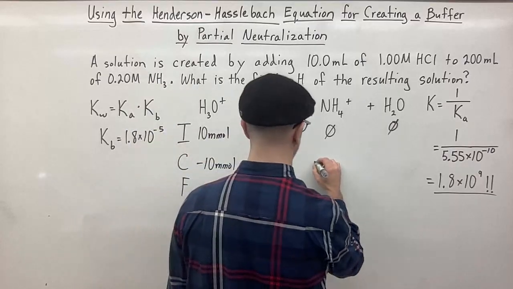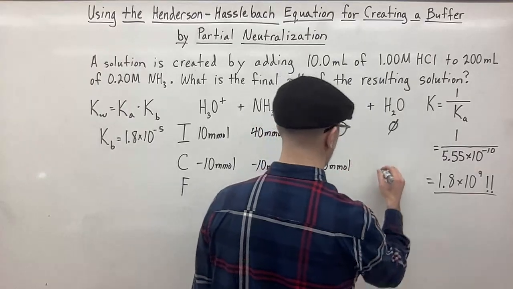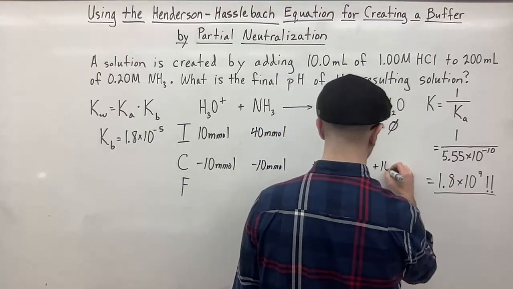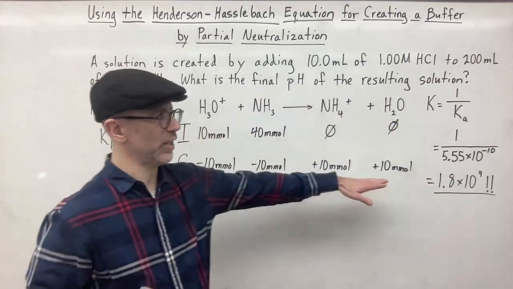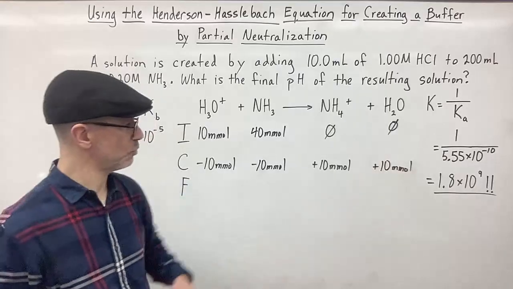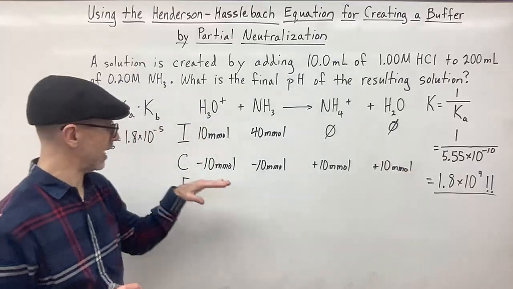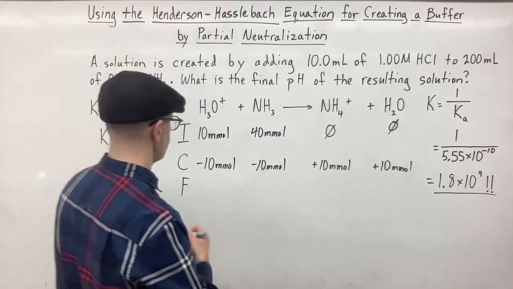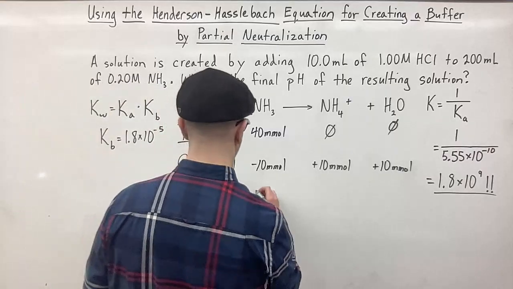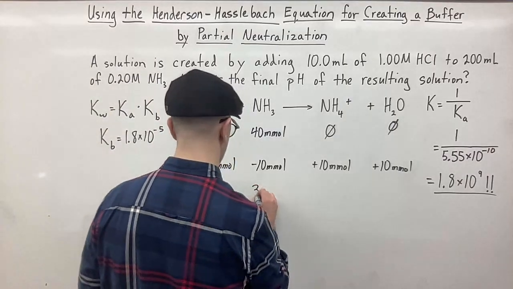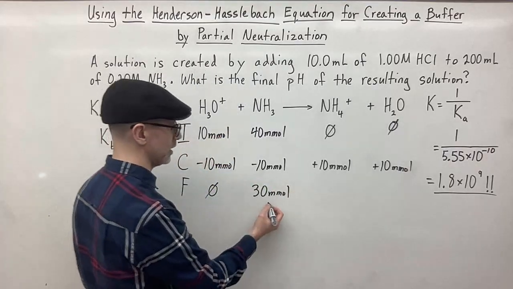And we're going to gain 10 millimoles here, and we're going to gain 10 millimoles here. Now the water we don't really care about. That's superfluous. What we really care about is the millimoles of the conjugate acid and the base here. So this is going to go to 0. We don't have any acid left over. We subtract 10 from 40. We get 30 millimoles of the weak base left over.